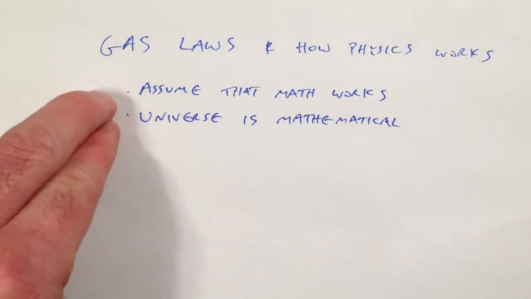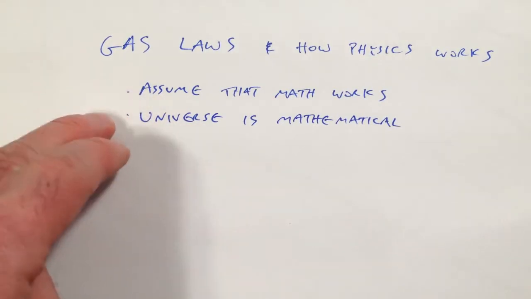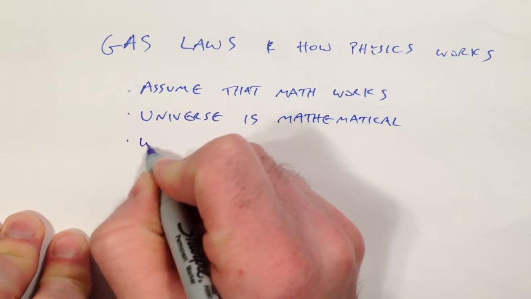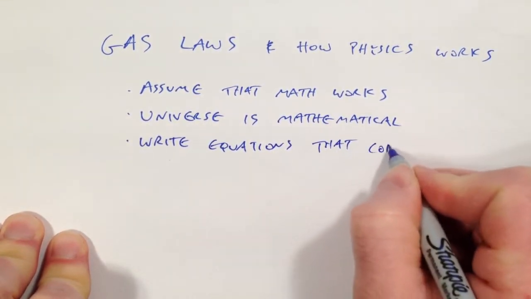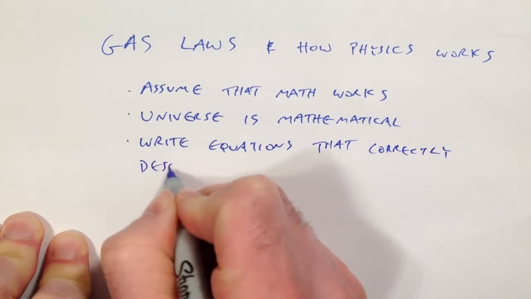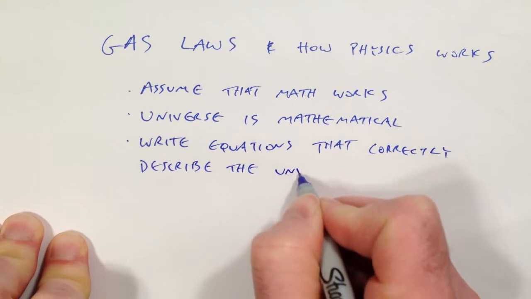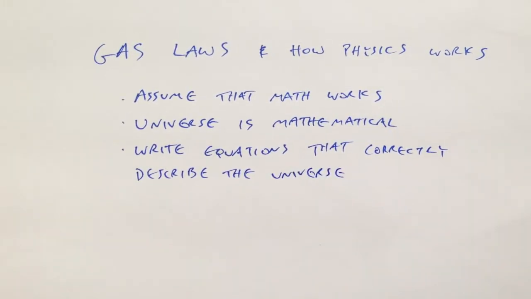But if you take those two together, assume that math works, and then also that the universe is mathematical, you get to this. You can write equations that correctly describe the universe. That's what physics is, or at least the approach that I'm taking to it here. Physics is just the investigation of the universe in a way that leads to equations that correctly describe it. The purpose of these equations is so that you can not just describe the universe, but also predict how the universe will be later, and that can be very helpful to us humans in the universe.